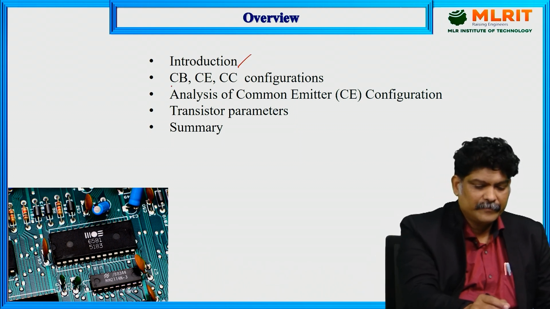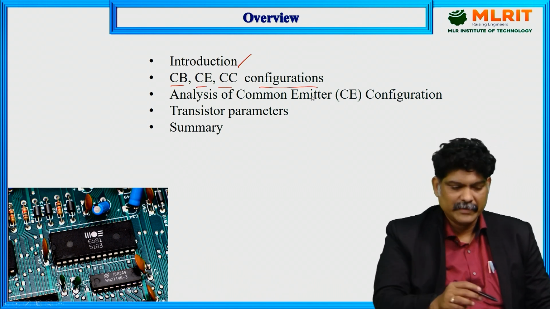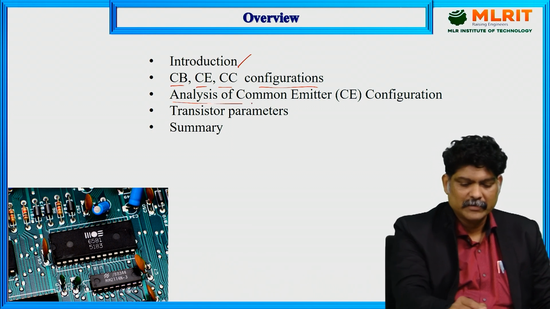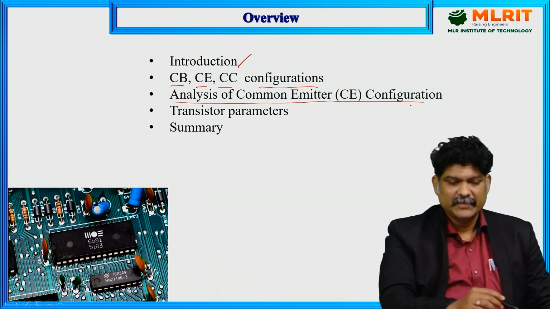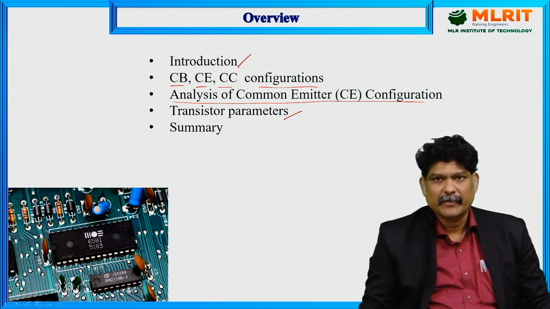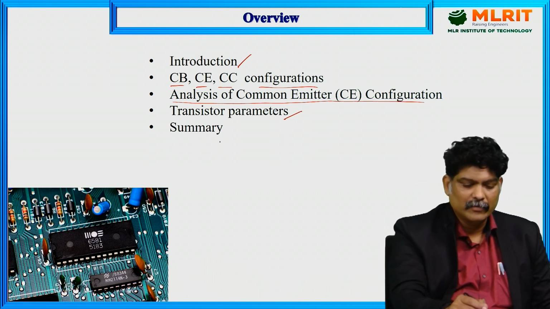So, overview of today's presentation: we start with an introduction of configurations. We have common base, common emitter, and common collector configurations of the BJT, and we mainly focus on the analysis of the common emitter (CE) configuration. We will see some transistor performance parameters of the CE configuration, and we will conclude with a summary.